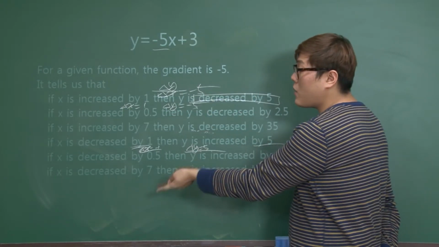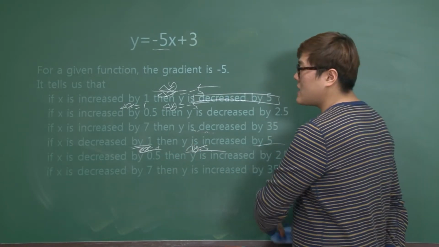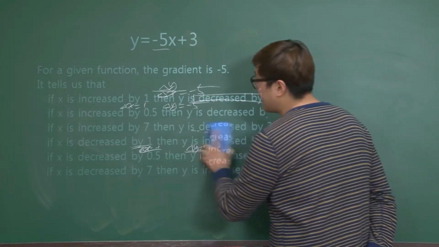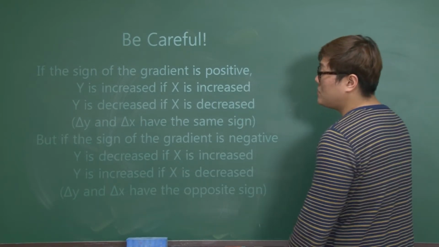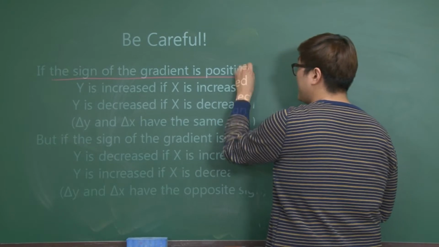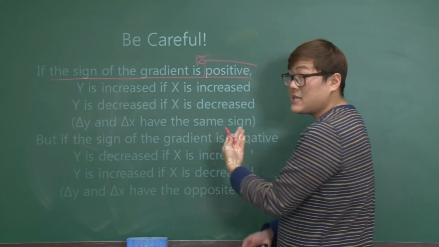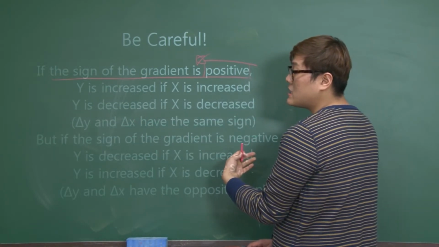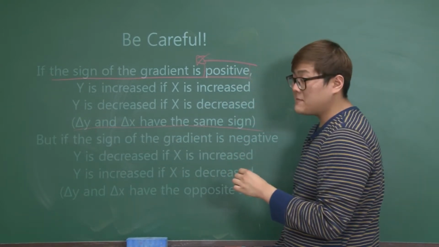And if you increase x, then y is going to be decreased, and if you decrease x, then y is going to be increased. So the differences, delta x and delta y, have opposite signs. Okay, so be careful. If the sign of the gradient is positive, then y is increased if x is increased, and y is decreased if x is decreased. That means delta y and delta x have the same sign.